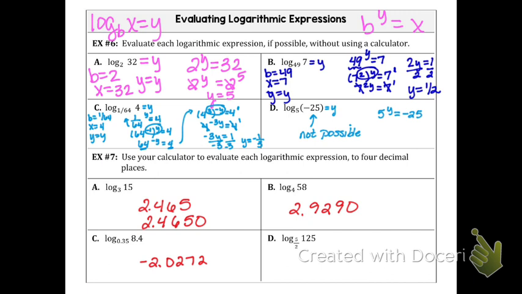And then D, same thing. So go up and still it. Change your base to 5 of 125. You should get 5.2694.